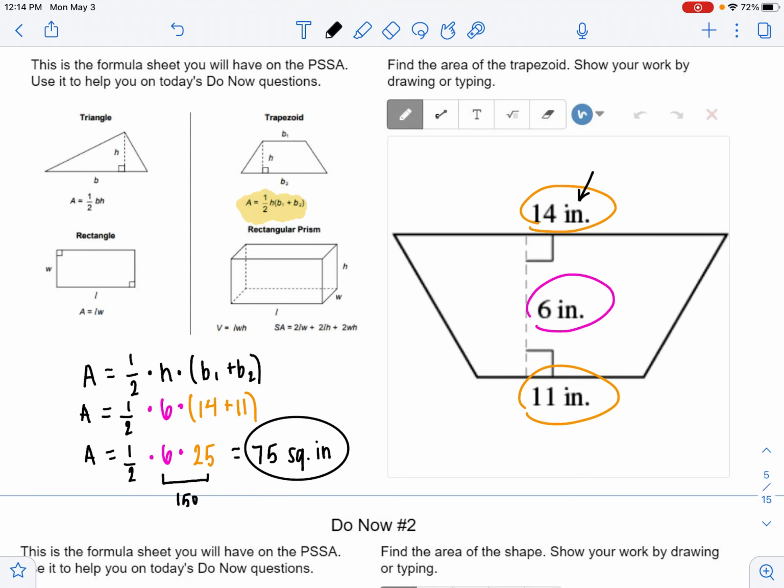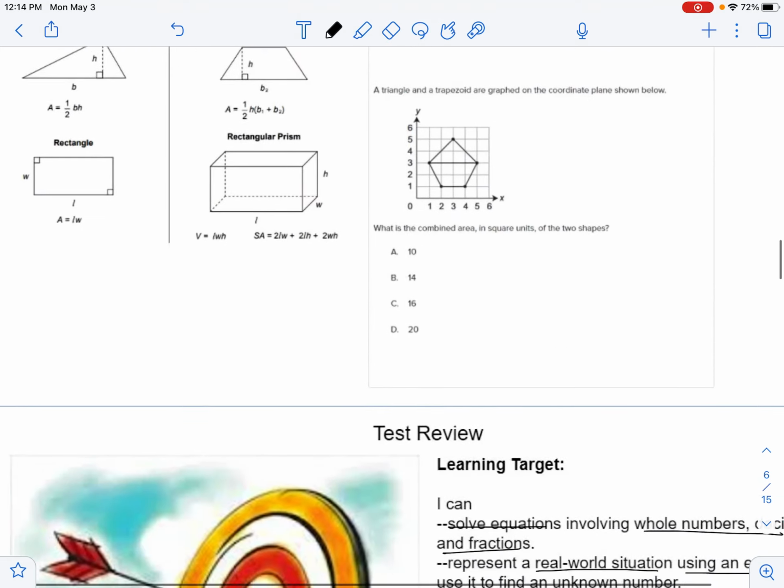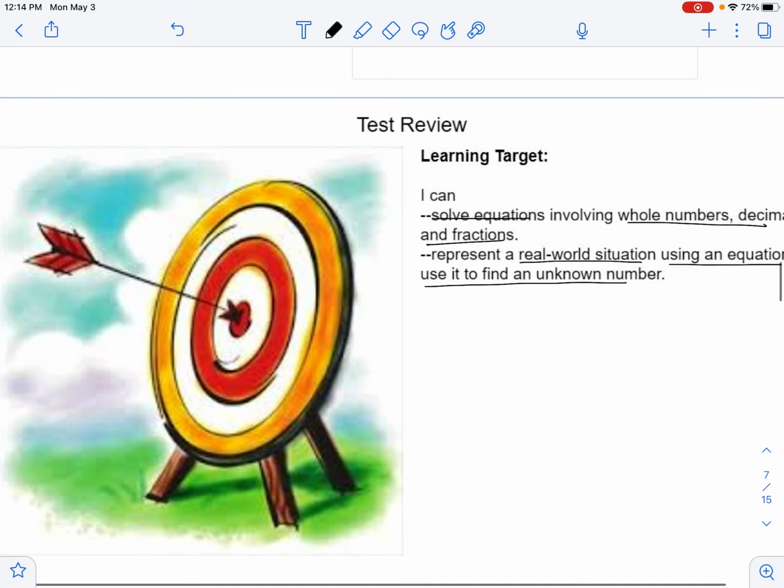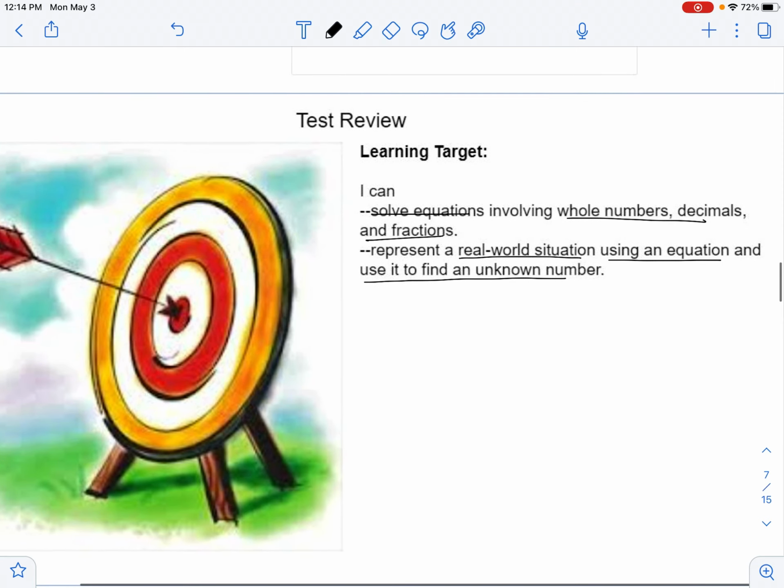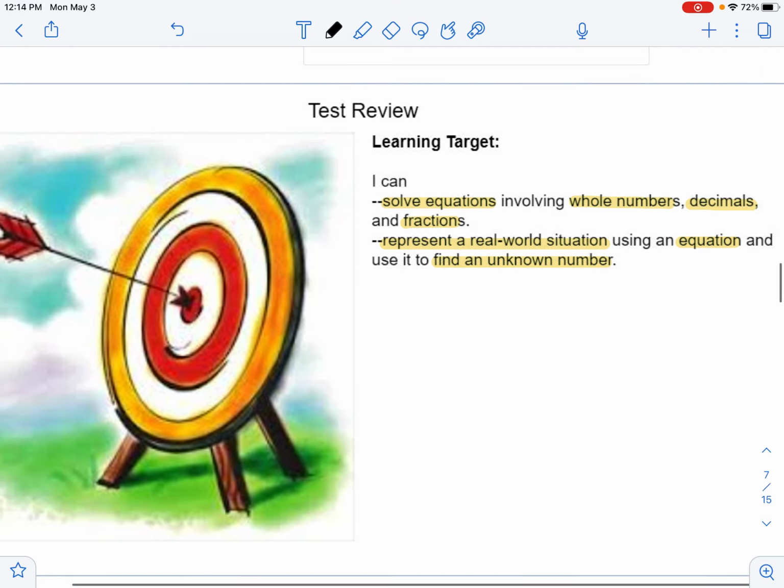So once we reviewed geometry as our PSSA Do Now review, we headed to a test review today. We've been working on a few different things in class. We've been talking about solving equations, and those equations have involved whole numbers, decimals, and fractions. We've been talking about representing a real-world situation with an equation, then using it to find an unknown number. And those are some of the things that we're going to review today, amongst a few other topics.